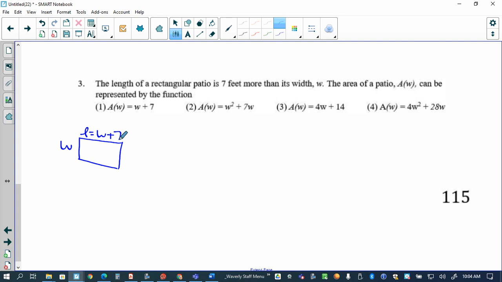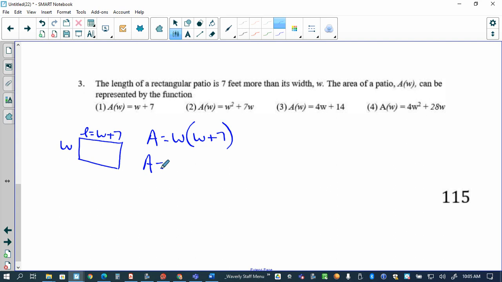How about before we distribute? What would it be? Oh, W plus 7. The area is w plus 7? No, it's A of W equals W times, and then in parentheses, W plus 7. I don't think you get what I was trying to say. Isn't that the area right there that I just wrote? Isn't that width times length? That's what I said. But oh no, that's not one of the choices. So try distributing it.